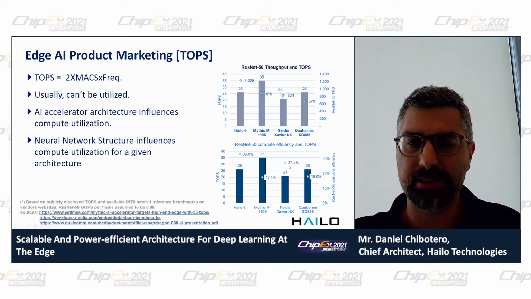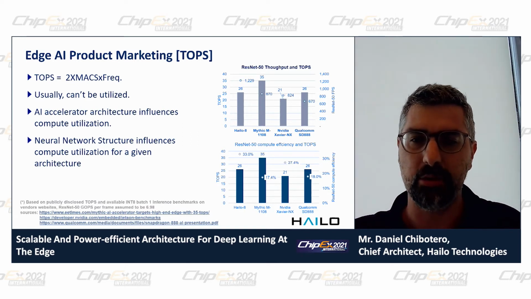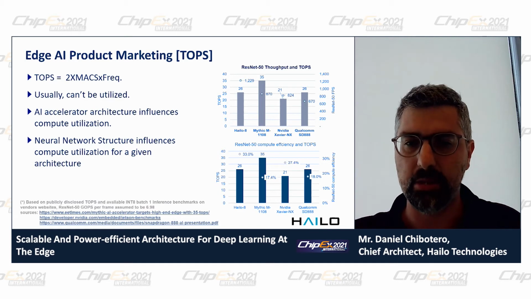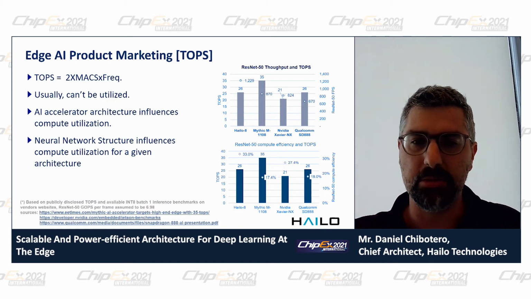NVIDIA is the closest competitor with this MAC utilization. However, the NVIDIA benchmark runs at higher batch than the benchmarks of all other competitors. So we guess that at batch 1, which is the usual batch number for edge products, this number will be lower. So the number of TOPS won't get you to the actual performance of the chip on real workloads.